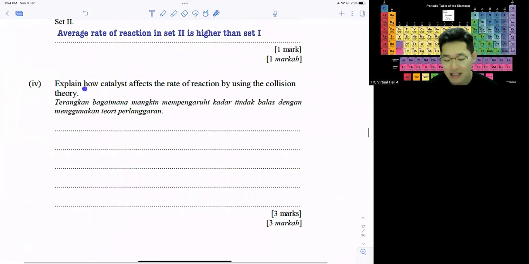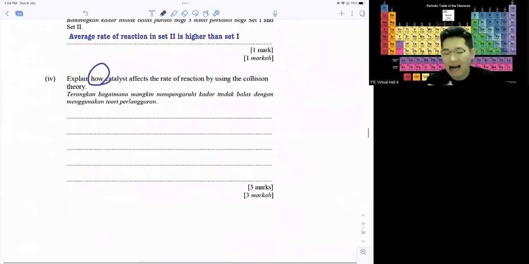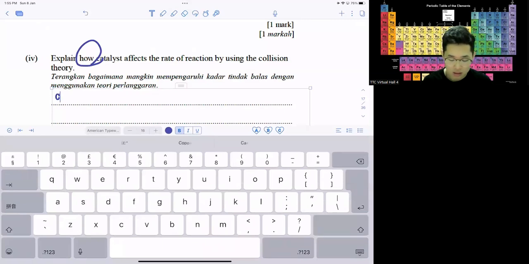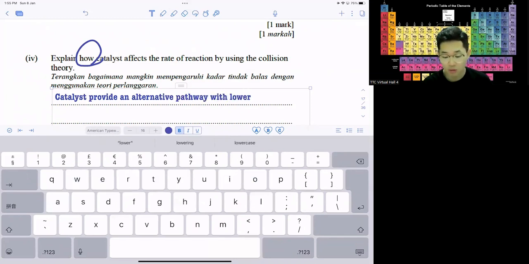Lastly, explain how catalysts affect the rate of reaction. When they ask how it affects, we will write the answer in the form of how it changes. If they want me to compare all the points, I will write in comparison form. So catalysts provide, and this is collision theory, that means you have to memorize what we just did last month. Catalysts provide an alternative pathway with lower activation energy.